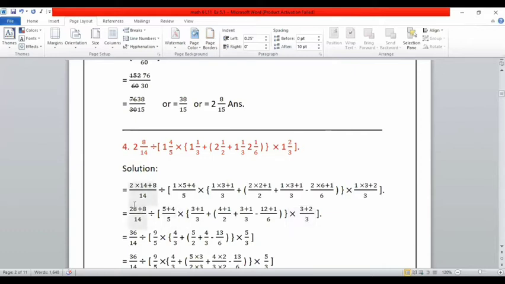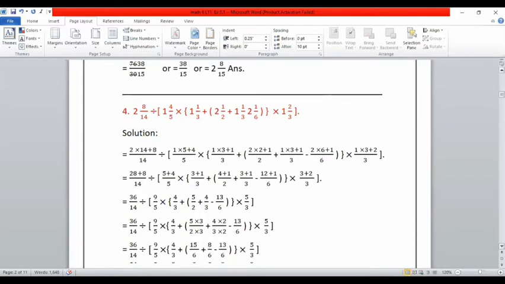Here students, we will add these numbers. Addition of 28 plus 8 will become 36. Here 5 plus 4 is 9. Here 3 plus 1 is 4. 4 plus 1 is 5. Here again 4. 12 plus 1 is 13. Here 3 plus 2 is 5.